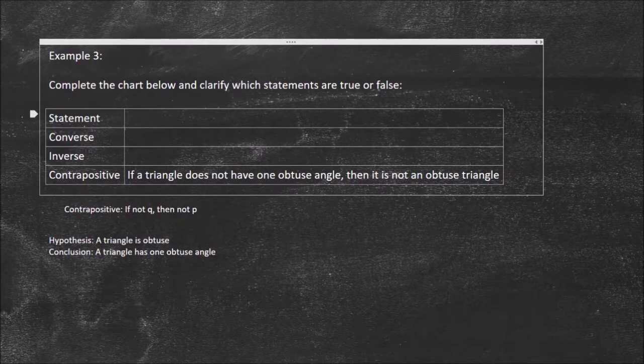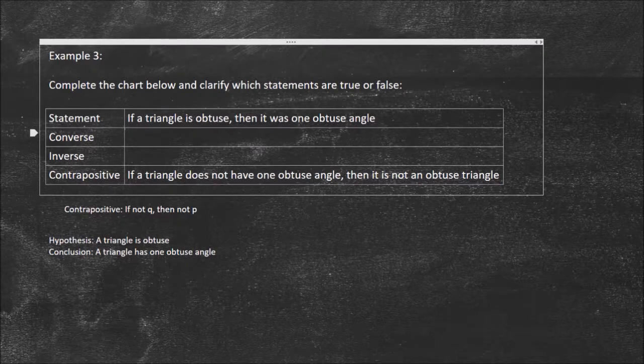I want to start with the statement just because that's the easiest. It gets my mind ready to do all the rest of them. So the statement is if P then Q. I'm going to say, if a triangle is obtuse, then it has one obtuse angle. That is my statement, if P, then Q. We had to identify what P and Q were first, and then we could plug them in here.